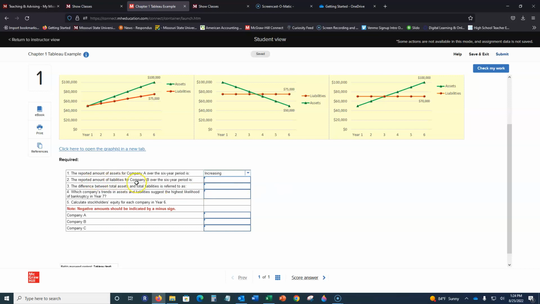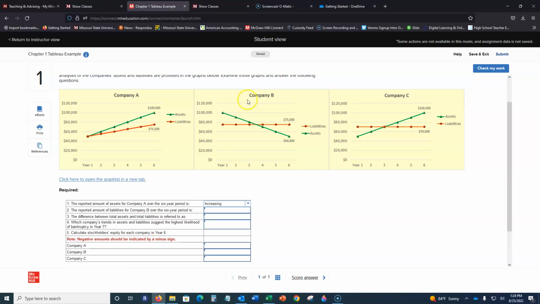Reported amount of liabilities. Now remember, we're looking at liabilities now. Green is assets, red is liabilities. So the amount of liabilities for company B. Again, you always want to pay attention to the details, and I'm going to tell you guys this a lot as we go through this class. You want to look at the details of what's being asked of you in these questions. So we're looking at liabilities for company B. What is happening to those liabilities? Well, the liabilities are red. This is company B's balance sheet. We can see that they have remained flat. Okay? So that would tell us that they are remaining the same.